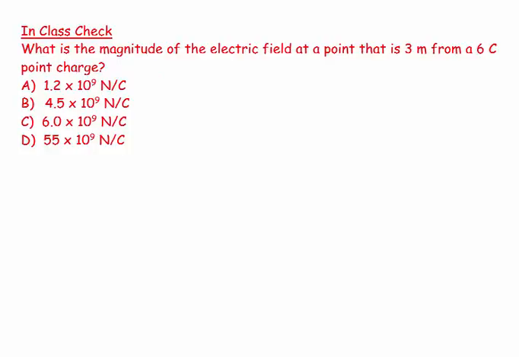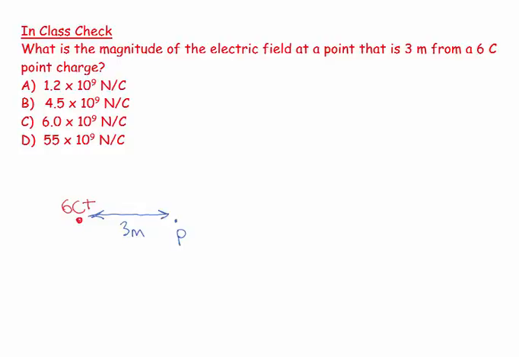So first of all, I'm going to draw my point charge. I won't draw it quite as a point. I'll do it as a small circle, and then this is going to be 6 coulombs, and I'm going to say it's positive. And then my point of interest is here, and this point of interest is 3 meters away. So that is the separation between there.